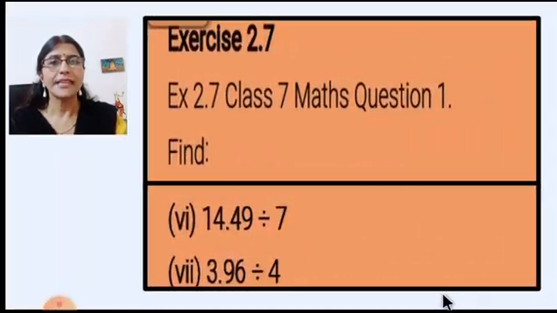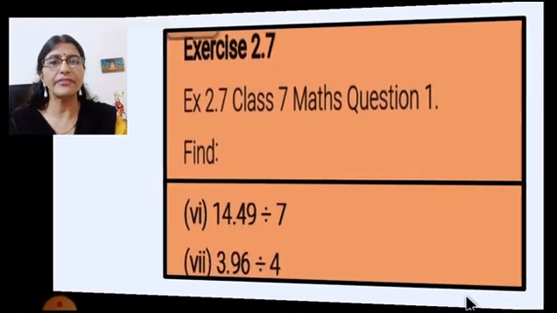Now next is from the next exercise 2.7, question number 1. Find here 14.49 divided by 7, 3.96 divided by 4. So let us see how to divide them.